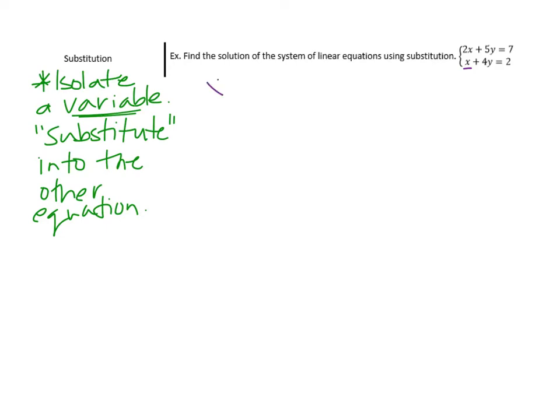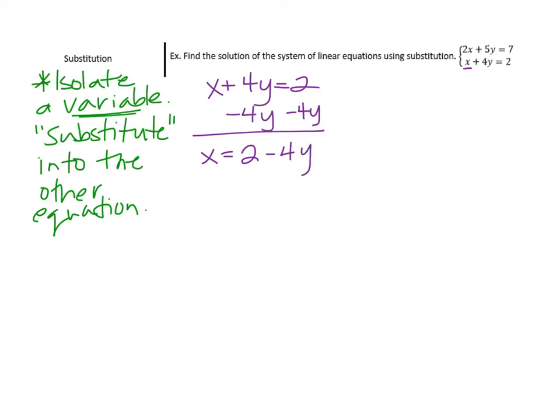I'm going to write x plus 4y is equal to 2, and just get x by itself, isolating that variable. That gives us x equals 2 minus 4y. Now the substitution part comes in with the other equation. The other equation was 2x plus 5y equals 7. And I'm going to take what x equaled and substitute it in. Doing that eliminates x out of that equation, and then you can get y by itself.